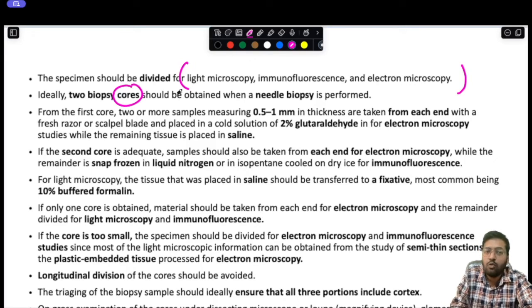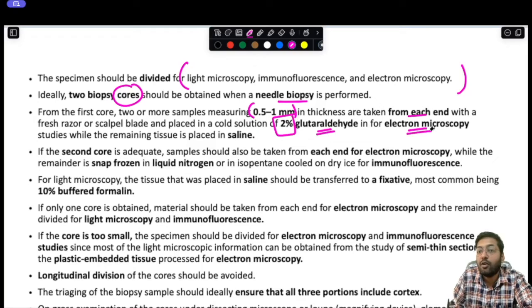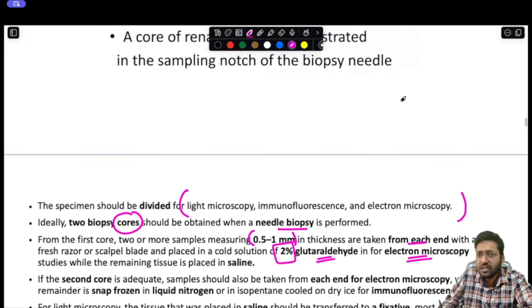Ideally, 2 cores, as I told you, should be obtained when a needle biopsy is performed. From the first core, 2 or more samples measuring 0.5 to 1 mm in thickness are taken from each end with a fresh razor or scalpel blade and placed in a cold solution of 2% glutaraldehyde for electron microscopy study. So if this is the first core, 0.5 to 1 mm at both the ends, this part and this part, should be reserved for electron microscopy.